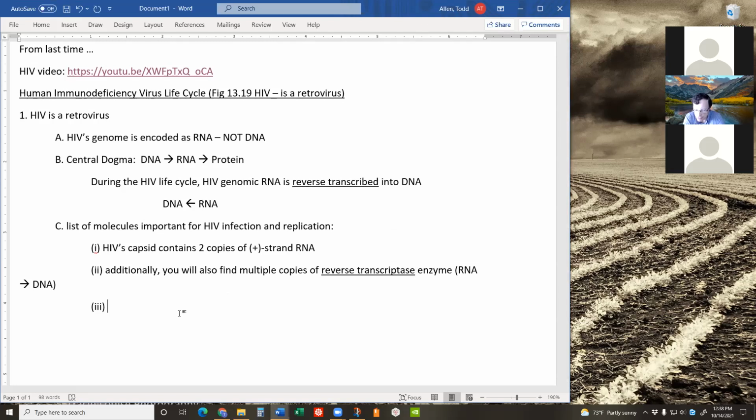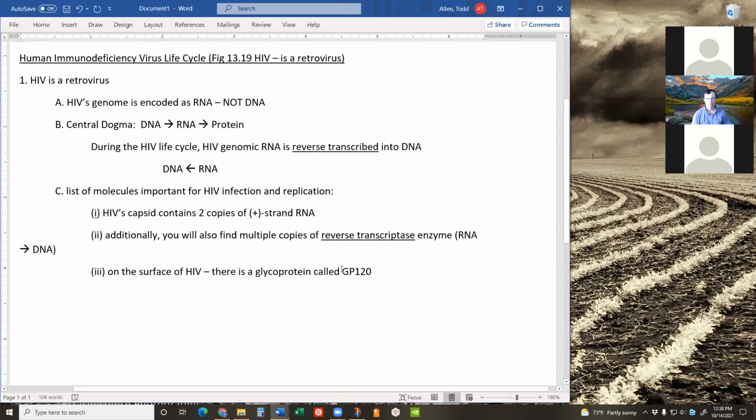What else should you know for this topic? On the surface of the capsid, there is a special protein called GP120 that's on the surface of the HIV virion particle. GP120 stands for glycoprotein with a molecular weight of 120 Daltons. So on the surface of HIV, there is a glycoprotein called GP120.